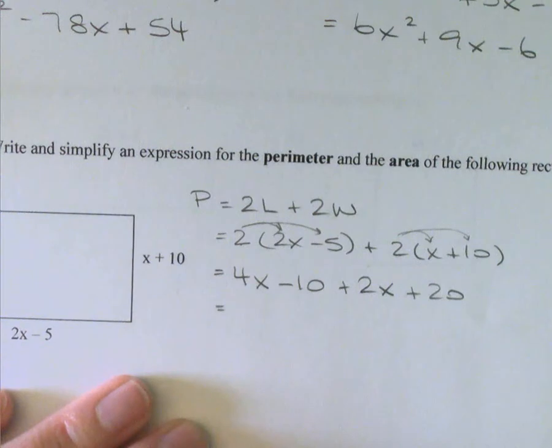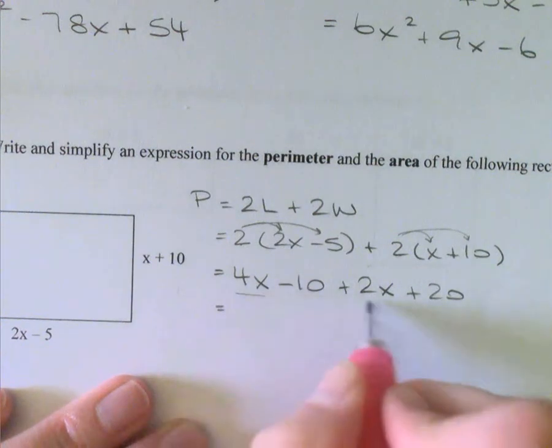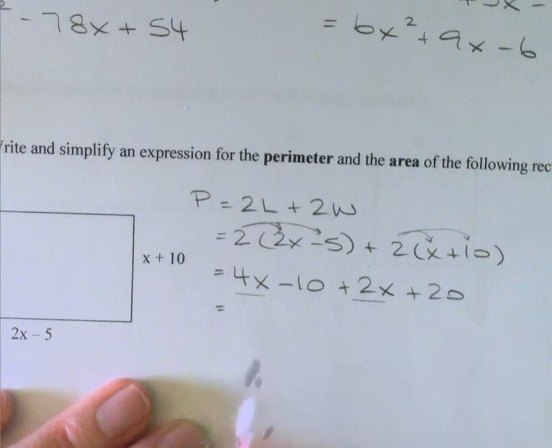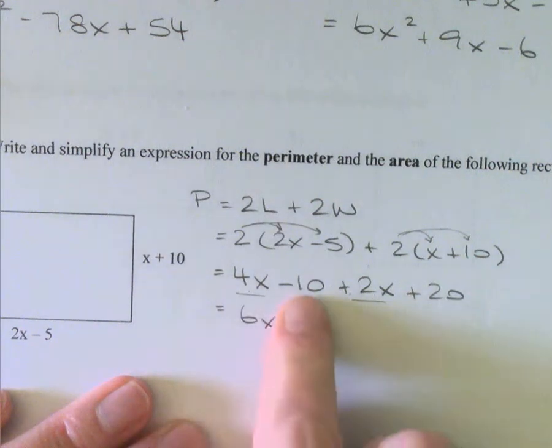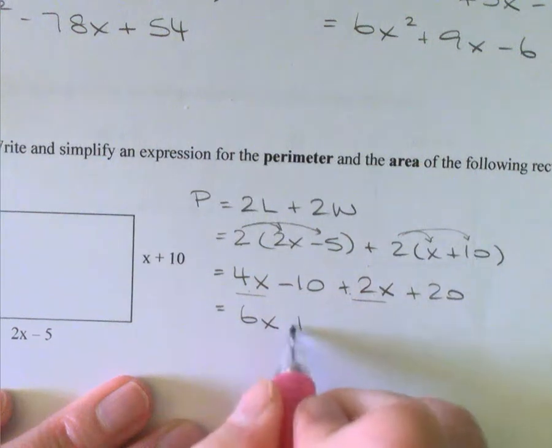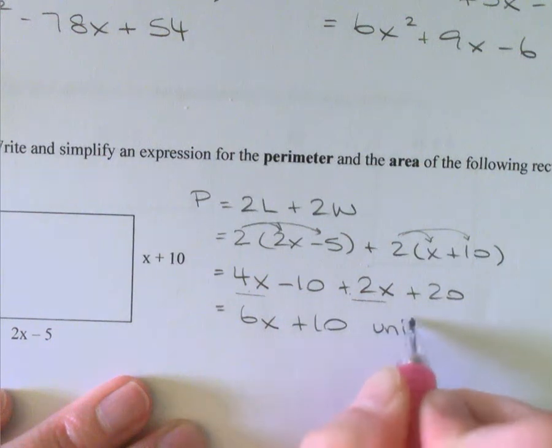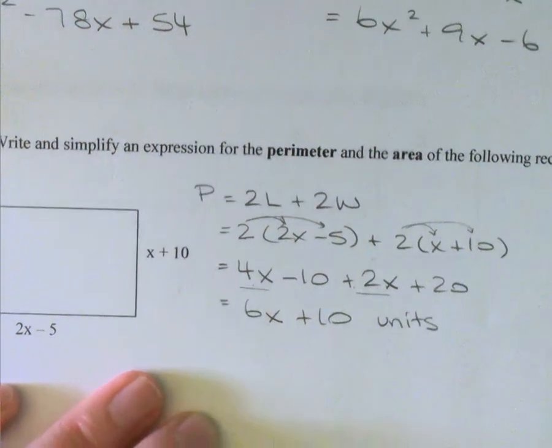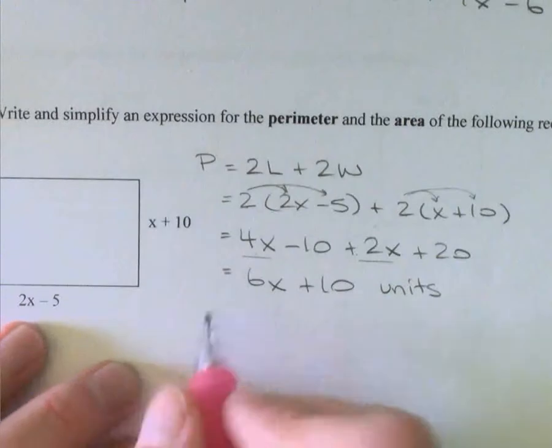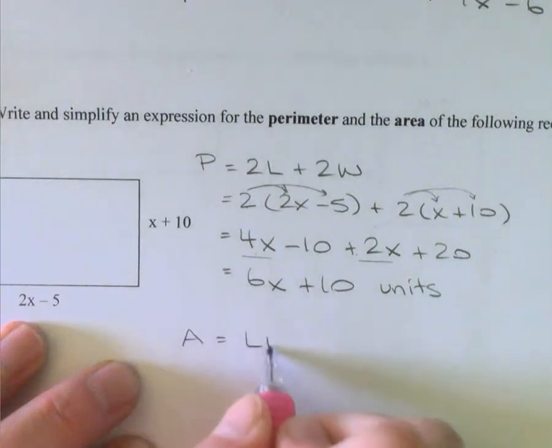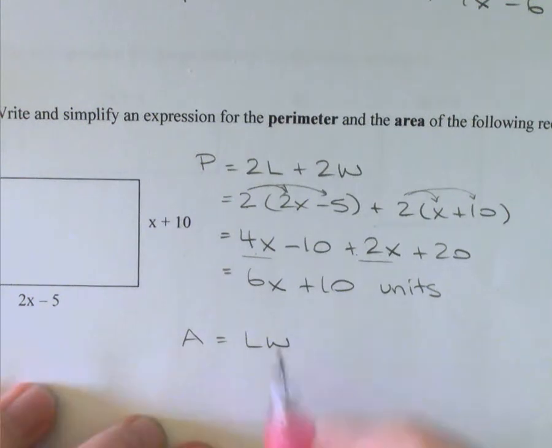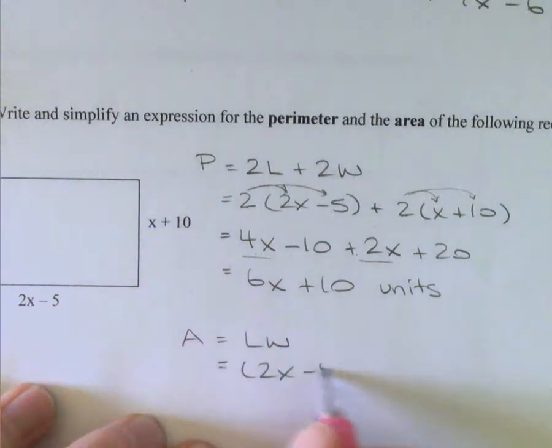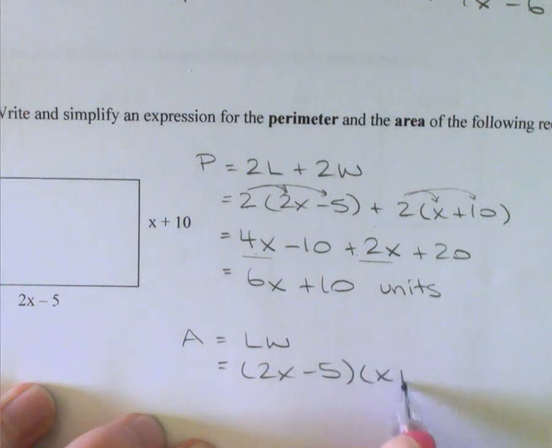So now I can add like terms. This has an x, and so does this. So that gives me 4x plus 2x is 6x, and minus 10 plus 20 is plus 10. And since it was perimeter we were looking for, we put units on the end. When I do the area, it is length times width. So the length in this case is 2x minus 5, and the width is x plus 10.